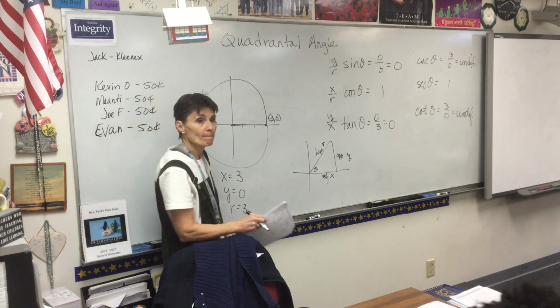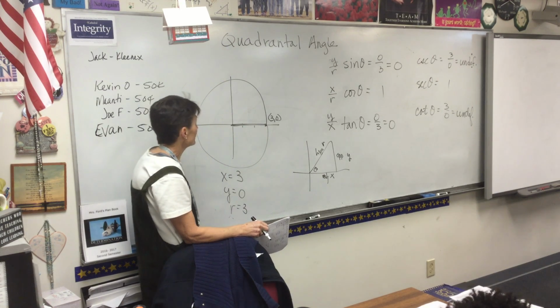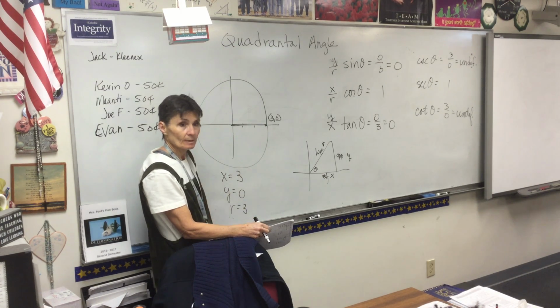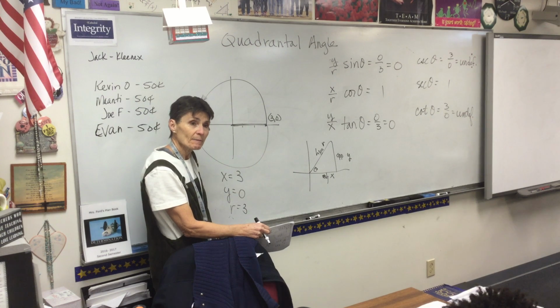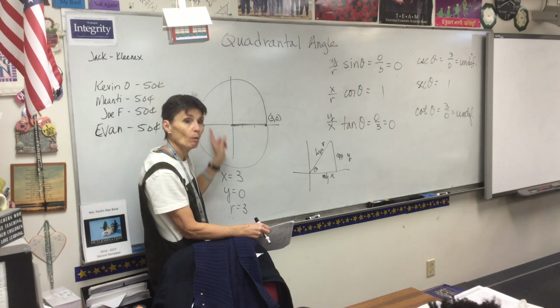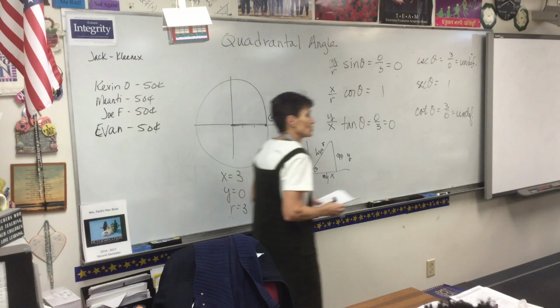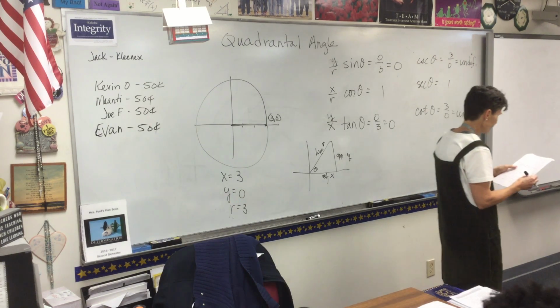So the radius is always like, if it's horizontal, then it's always that number. If it's vertical, it's that number. Yeah, think about that. If you want to go through that point, yes. Wait, we're not done.